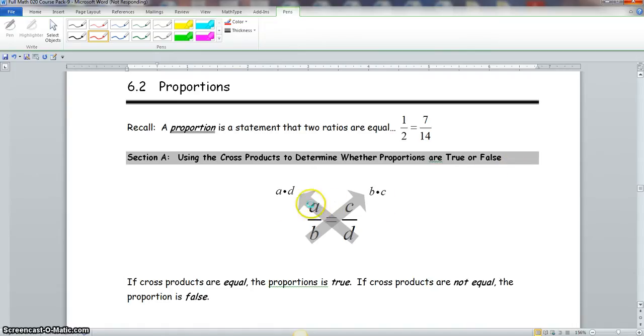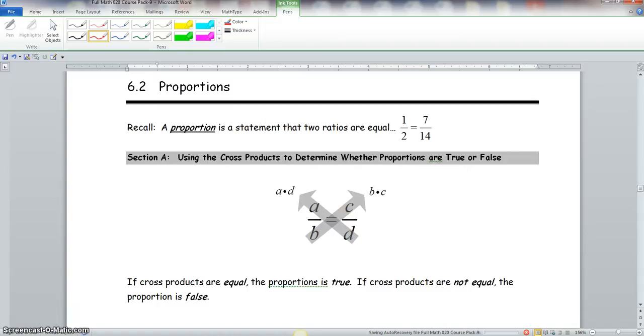Now, what we have here with a proportion, you must have a fraction equal to a fraction. Now, when you have a fraction equal to a fraction, you do cross multiplication. Like we have d times a, or a times d, which will give us a times d. And then we have b times c, which will give us b times c. And these two must equal each other. Okay, now it says if cross products are equal, the proportion is true. If cross products are not equal, the proportion is false.